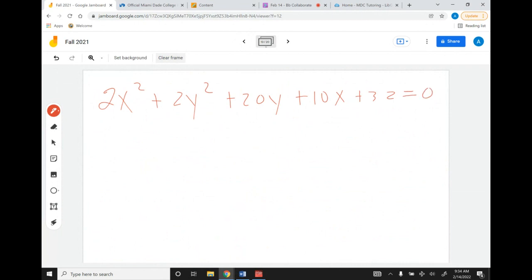Look at this. The first thing you see is a bunch of numbers, letters, and 32 at the end equals 0. And they're going to ask you to write this equation in standard form. And they're going to ask you, is it a circle? And if it's a circle, then tell me what the radius is.